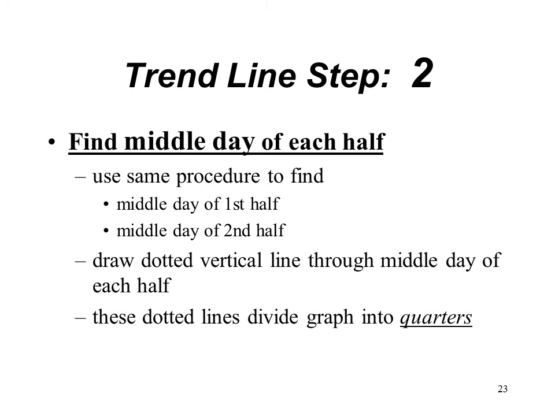For each of those halves, I want to find the middle day. So I want to find the middle day for the first half, and I want to find the middle day for the second half. I'm going to indicate that with a dotted vertical line on the graph, and again, I'm going to do that in pencil because these are only temporary lines. These dotted lines are going to divide my graph into quarters, which is why we're calling this the quarter intersect method.